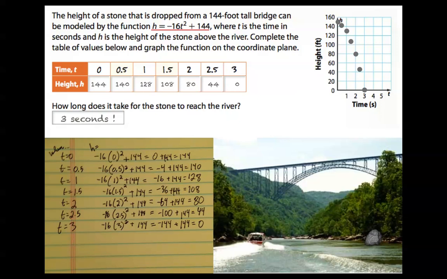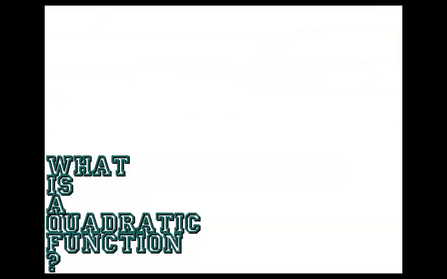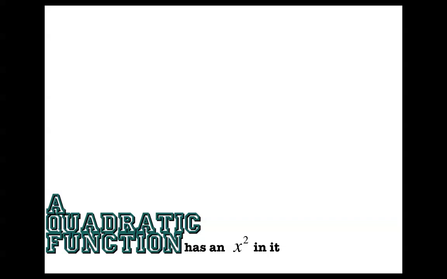So you can use quadratics to solve real-life problems, and those real-life problems happen whenever you have an x squared, or in this case a t squared. This gives you what we call a quadratic function. So again, what is a quadratic function? A quadratic function is a function that has an x squared in it, not just an x, but an x squared. And when you graph it, it always makes what kind of shape? It always forms a parabola.